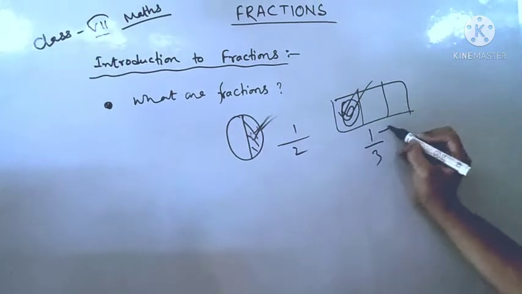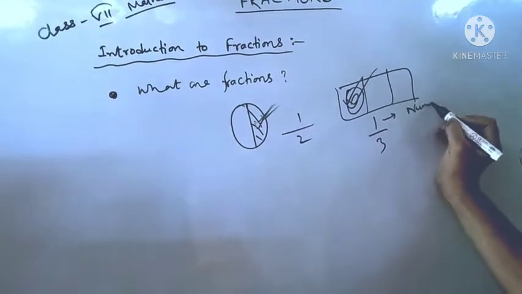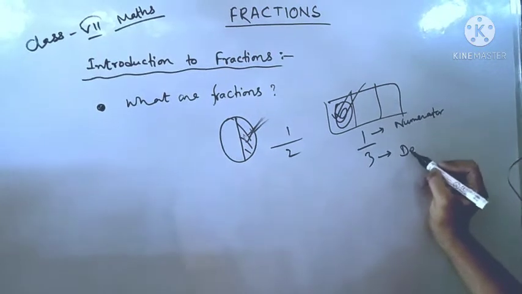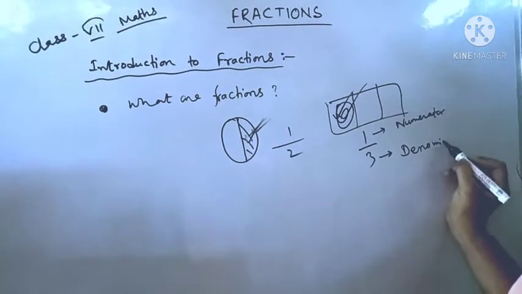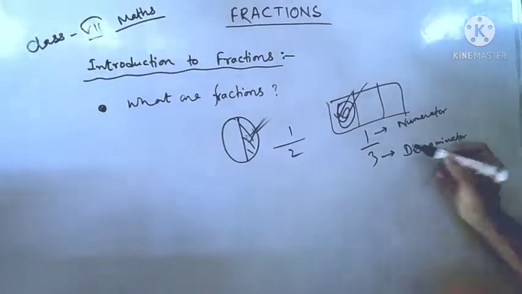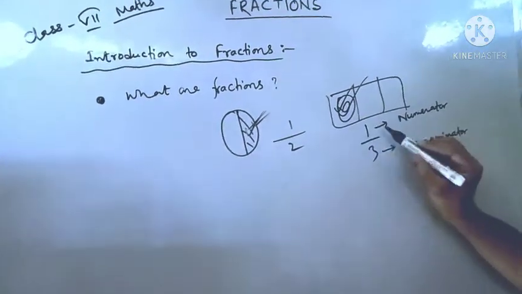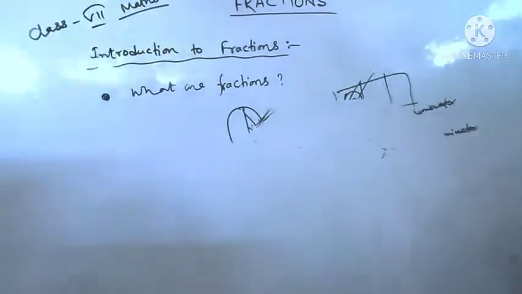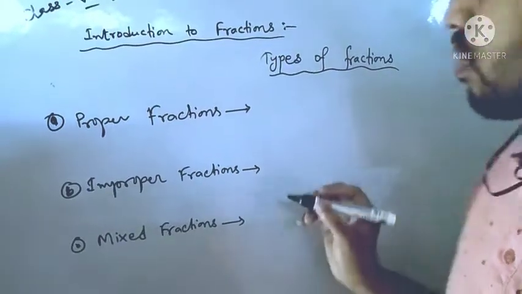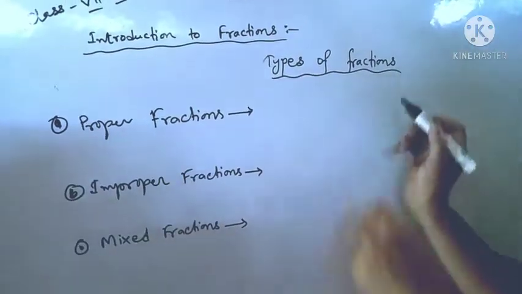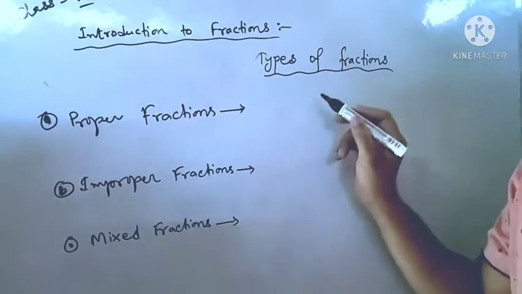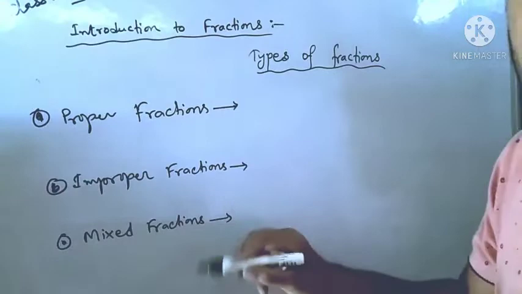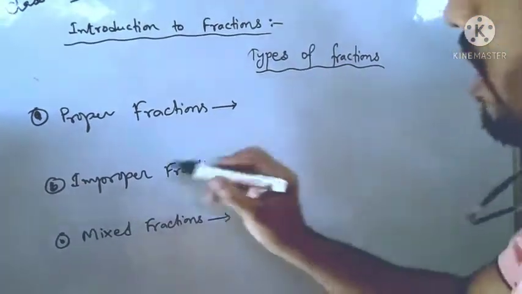The 1 will be called the numerator, and 3 will be called the denominator. That is, the down portion is the denominator and the upper portion is the numerator. Okay, so now we'll discuss some types of fractions. There are many types of fractions. First we discuss proper fractions, then improper, then mixed, then other fractions.